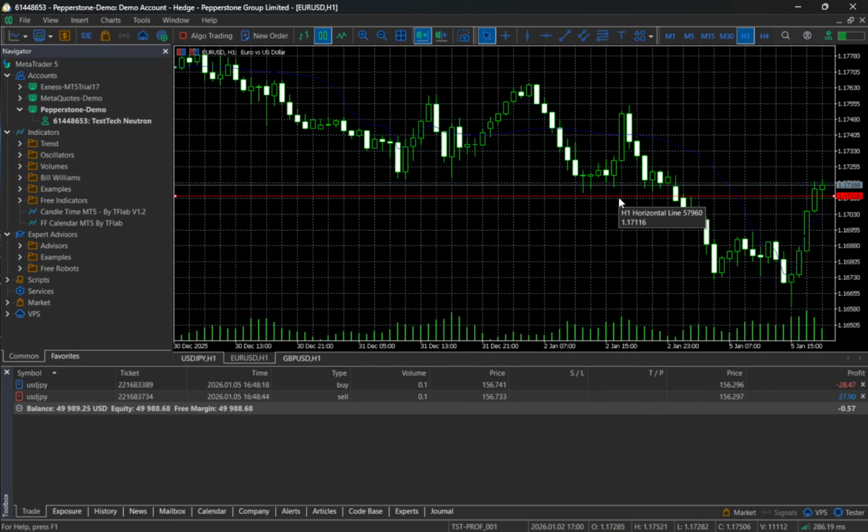That's it. By identifying reaction points and using the horizontal line tool in MT5, you can quickly map out support and resistance levels that help you plan better trades with more confidence.